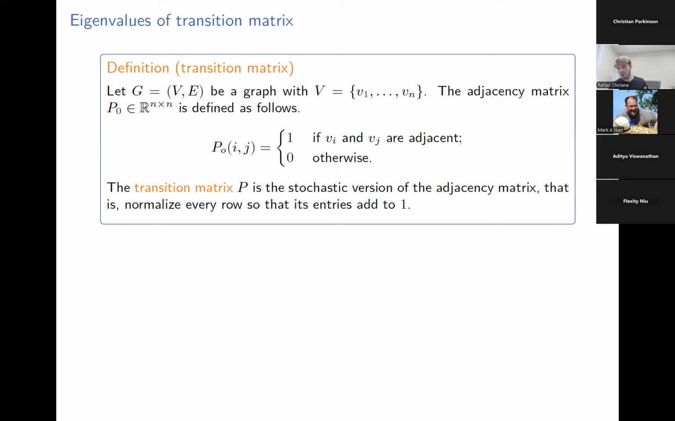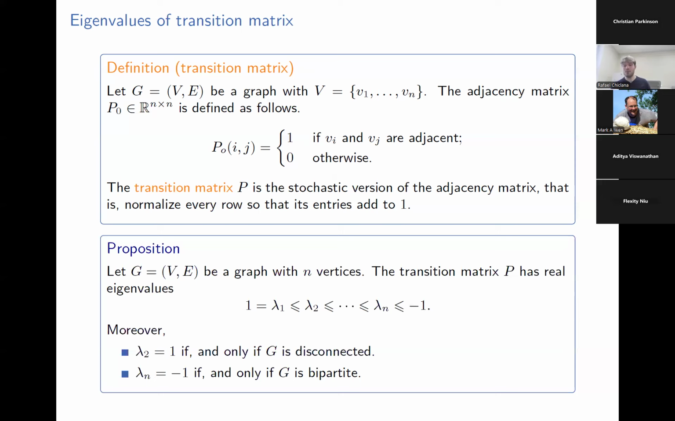The simple random walk is a Markov chain. Transition matrices determine the dynamics of the Markov chain. And in this case, it also determines the structure of the graph. It's telling you where the edges are. And since this is a transition matrix of a simple random walk, it's very well known that all its eigenvalues are real. And since it's stochastic, its eigenvalues are between -1 and 1.